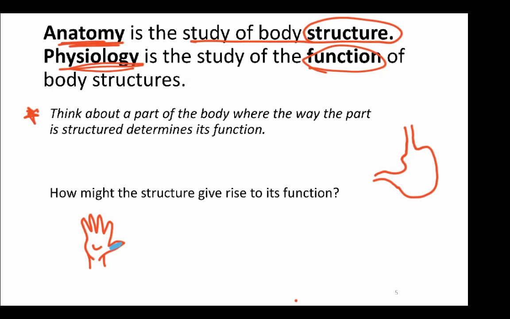Now think about, if you have a pet, a cat or a dog, they don't have the same kind of thumbs we do. They do have five digits on their paws, but they can't pick things up or hold things in the way we can because their thumbs work differently.